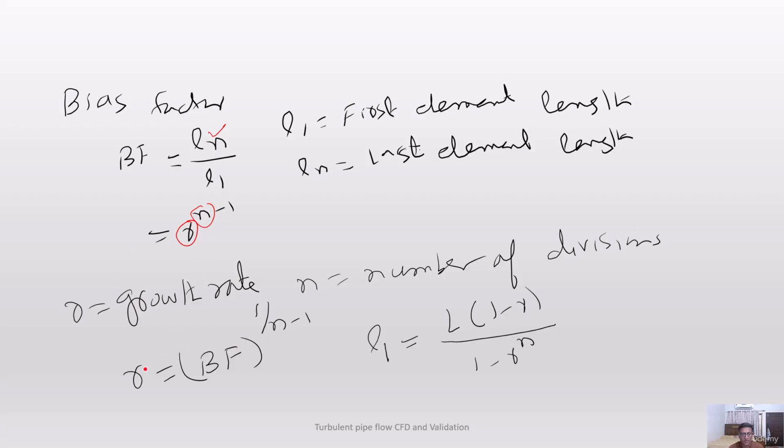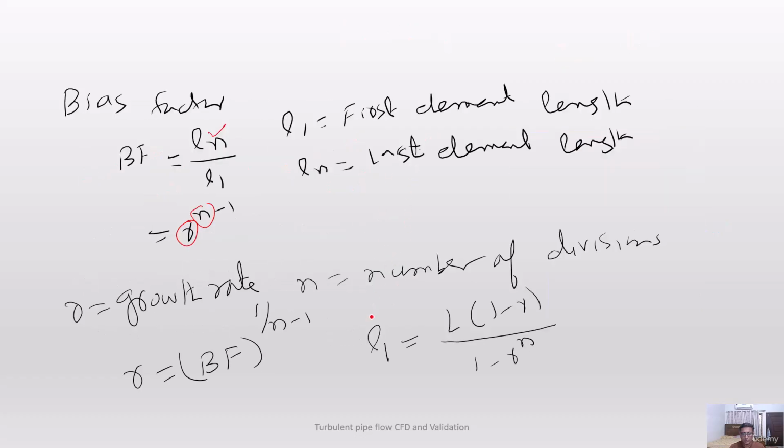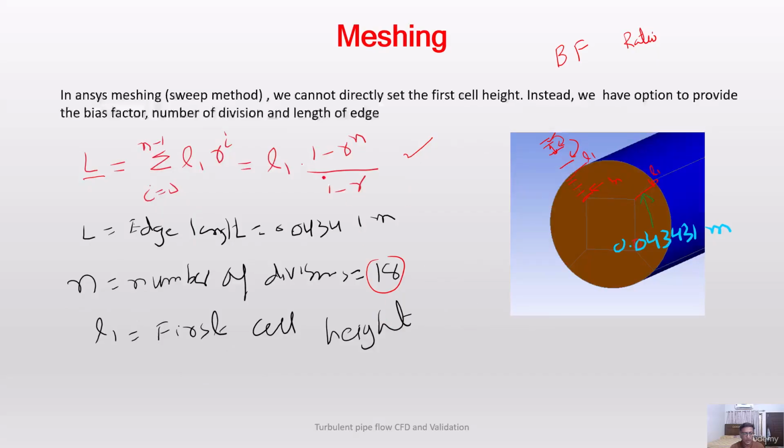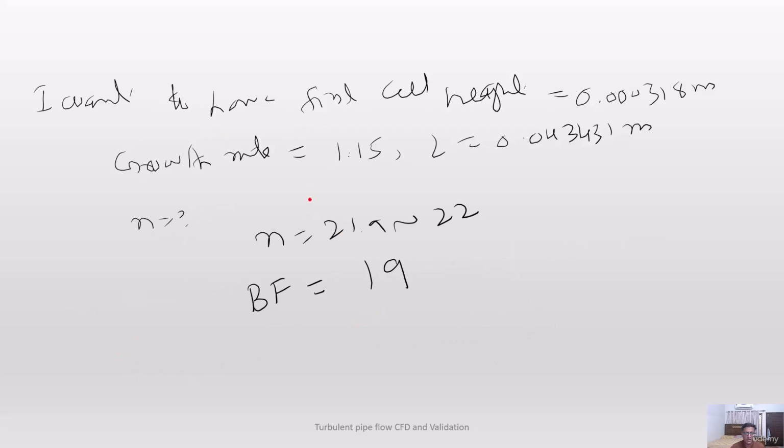So we can solve this formula for R, and R will become equal to the bias factor to the power 1 by n minus 1. And then solving these two formulas, I can find that L1 is equal to L into 1 minus R, divided by 1 minus R to the power n. So we have this formula for the growth rate, and this formula for the first cell height.